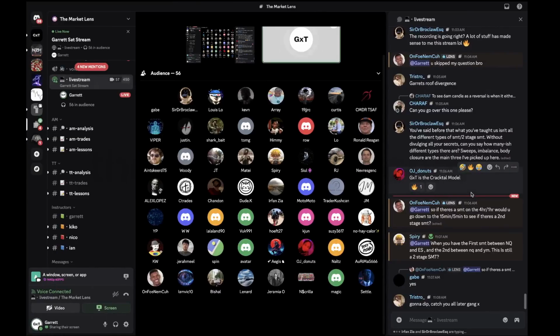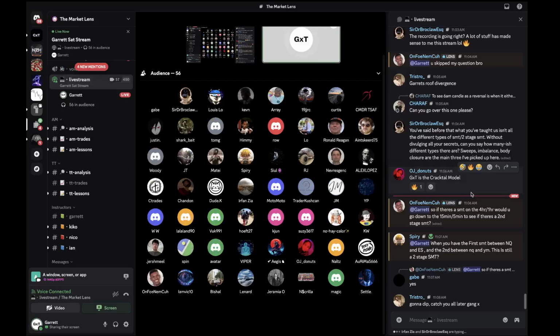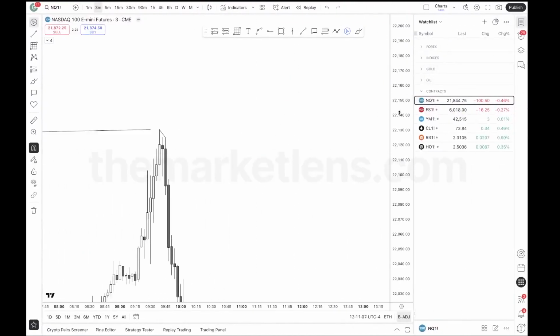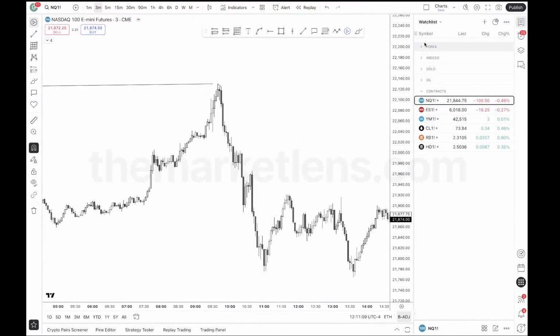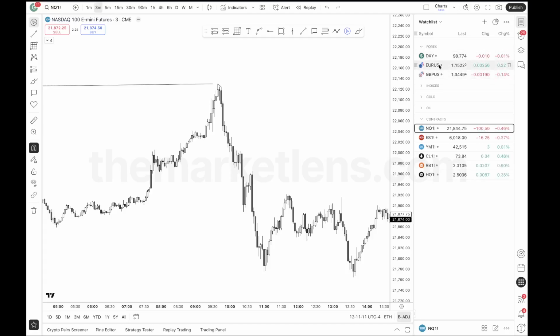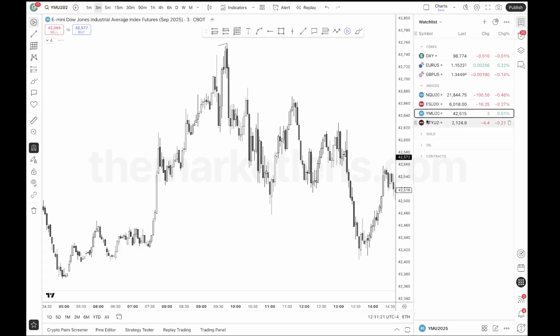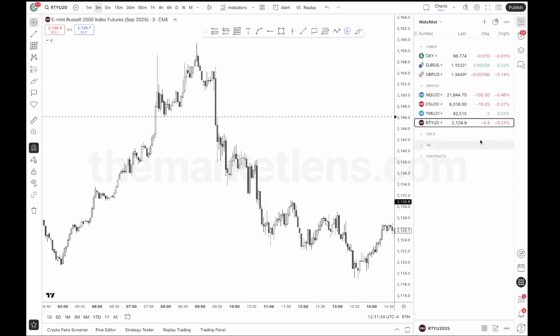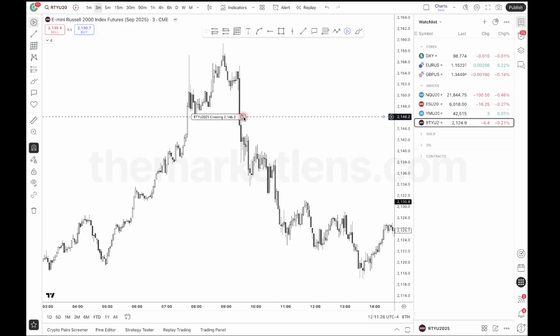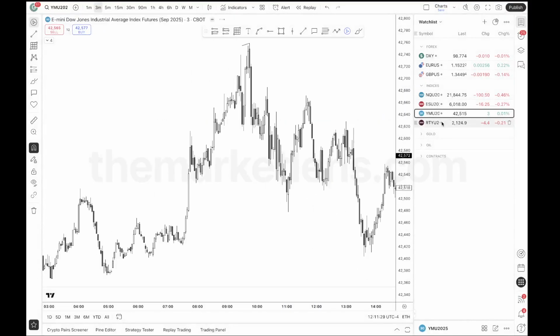When you have the first SMT between NQ and ES and then the second SMT, yeah, that's still two-stage SMT. Because I view correlation between triads on all assets that I trade. If I was going to trade Forex, it's between these three. If we're going to trade indices, it's really between these three: NQ, ES, YM. Now when YM is out of sync, I will use RTY, for example. Or if I want to trade RTY by itself, I'll just look at YM for correlation.